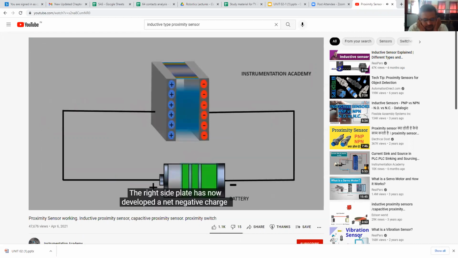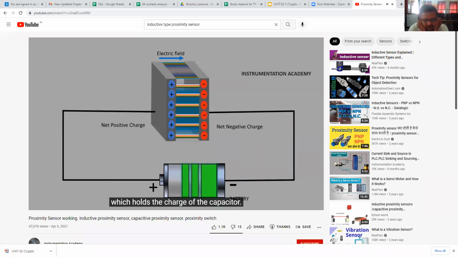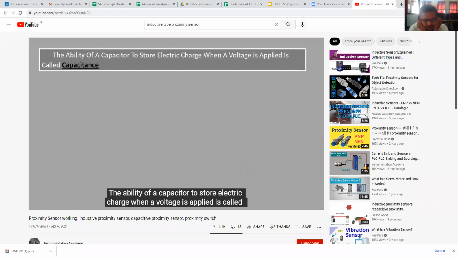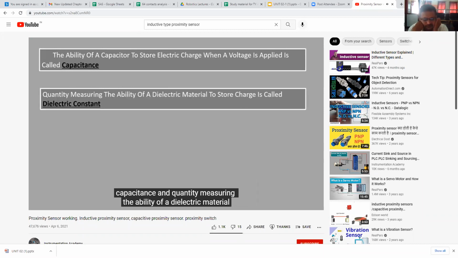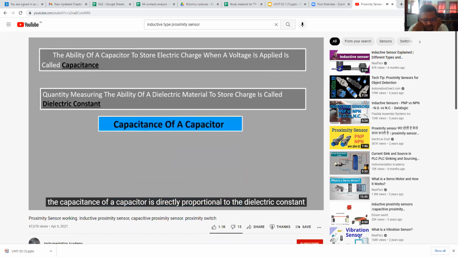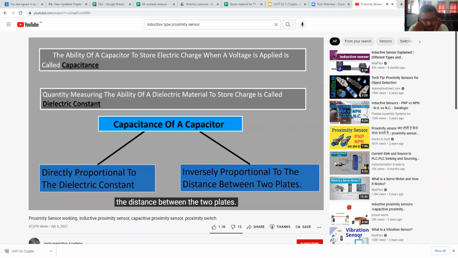The right side plate has now developed a net negative charge and the left side plate has developed an equal net positive charge. This creates an electric field with an attractive force between them which holds the charge of the capacitor. The ability of a capacitor to store electric charge when a voltage is applied is called capacitance, and quantity measuring the ability of a dielectric material to store charge is called dielectric constant. The capacitance of a capacitor is directly proportional to the dielectric constant of the material between the two plates and inversely proportional to the distance between the two plates.